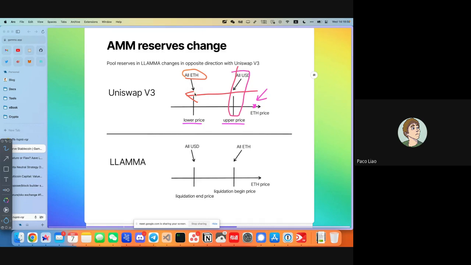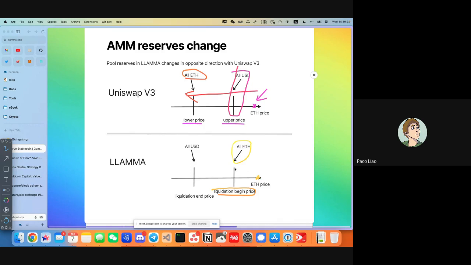The difference with Llama is that when the price is out of the range, let's say greater than this liquidation begin price, out of the range, all the liquidity in this pool is all ETH. So it's different, right?